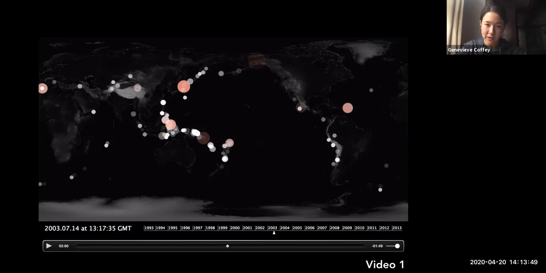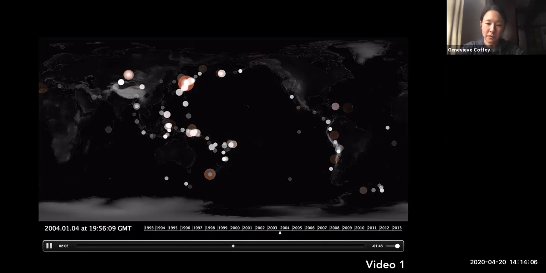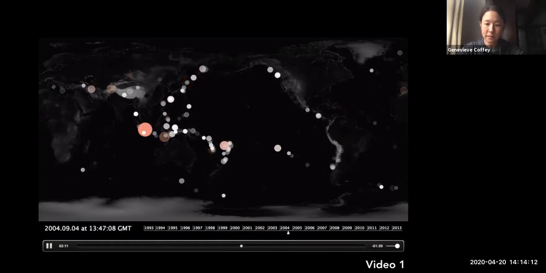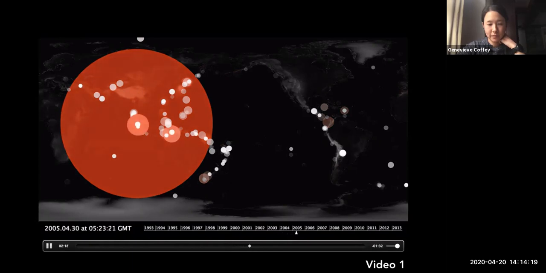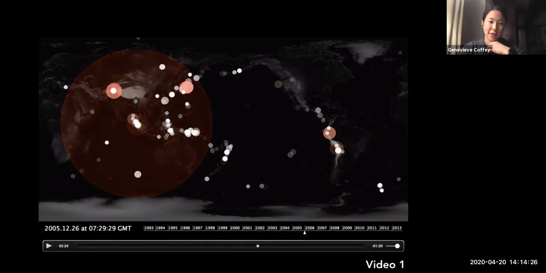So I'll play it here, and you'll see how the symbol size is going to really demonstrate how much larger an event this is than what we typically see. That earthquake occurred, I forgot to mention, in Indonesia, just right here. And it was particularly devastating both due to its size and its tsunami production after the event.